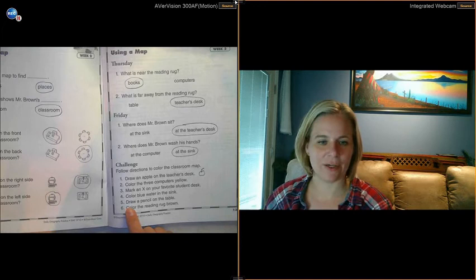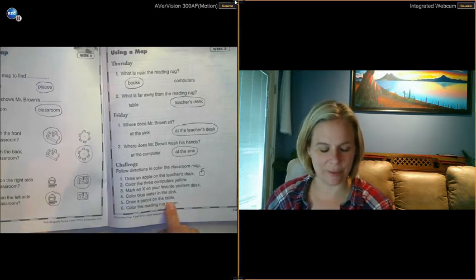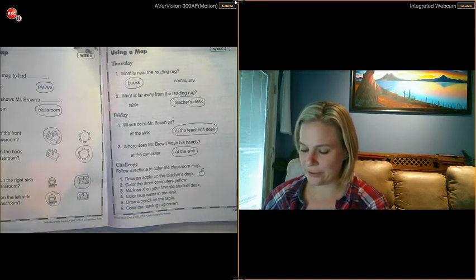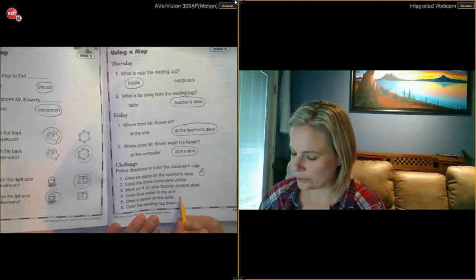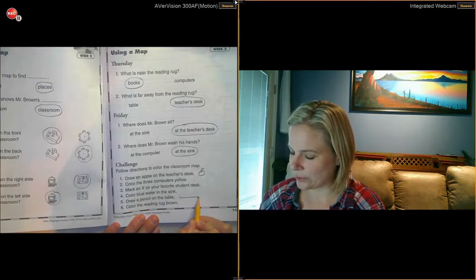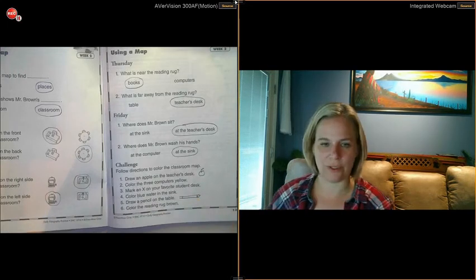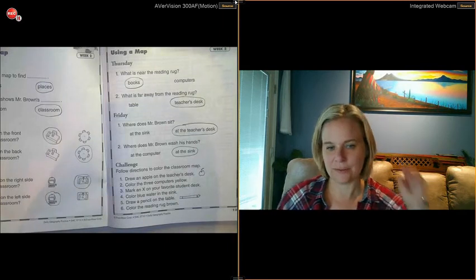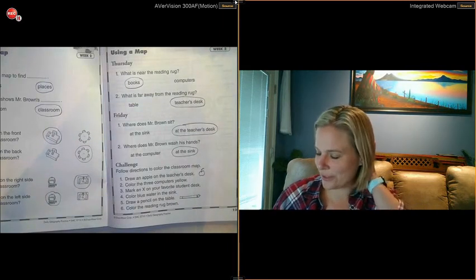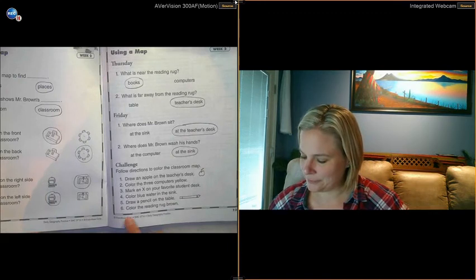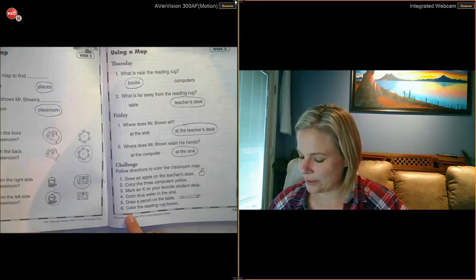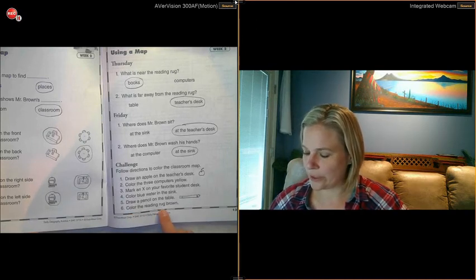Number 5 says draw a pencil on the table. Find that table. Draw a pencil. Pencil is kind of a rectangle shape, right? With a little triangle on the end. Some lines down here for the eraser and some zigzags on this end by the point. And there you've got a pencil. You can put that on the table. And the last thing it says to do is to find your brown and color the reading rug brown.